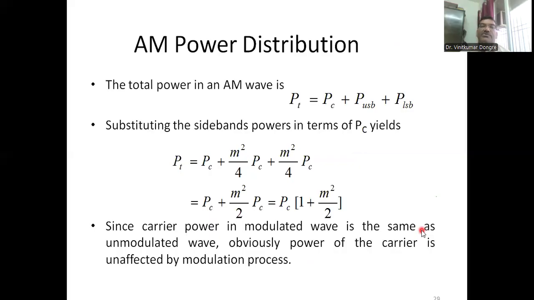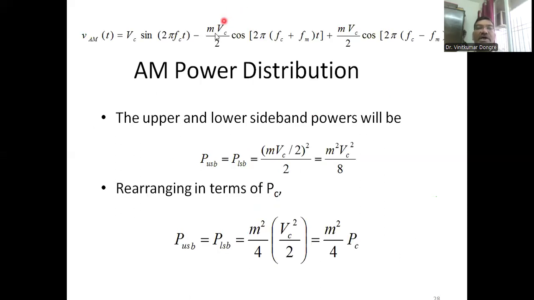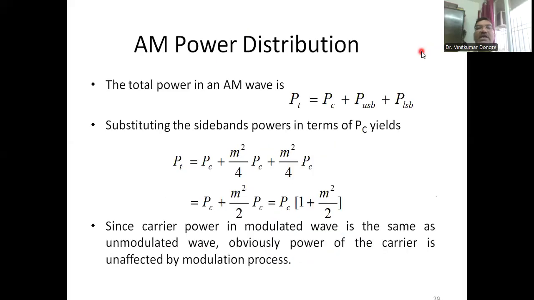Okay. Now further, we can calculate the total power. What is the total power? There are three components. From where did you get the three components? From the equation, because here there are three components: the carrier component, upper sideband component, and lower sideband component. Based on this, we are calculating. Total power is the carrier power plus upper sideband power plus lower sideband power. We have just calculated the upper and lower sideband power, and PC we have calculated previously. So PT equals PC plus PC into M square by 4 plus PC into M square by 4. In terms of PC, I am trying to calculate.